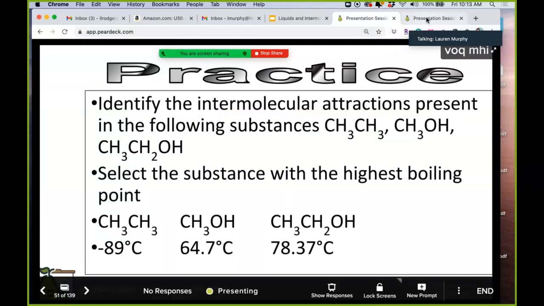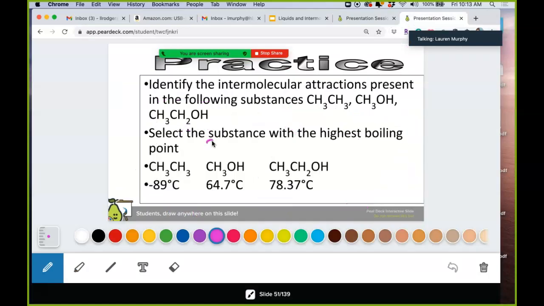Standard room conditions is 25 Celsius. So this is ethane, and its boiling point is negative 89, meaning if we had ethane in our room, it would have already boiled and it would be a gas because it has the weakest intermolecular forces. It can just easily escape into the gas phase.